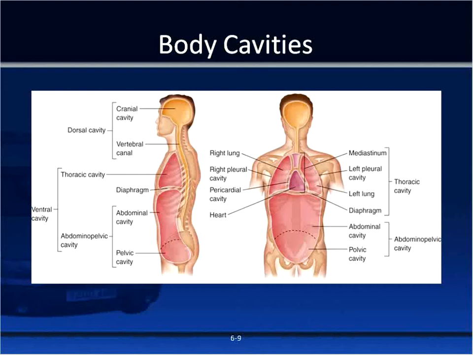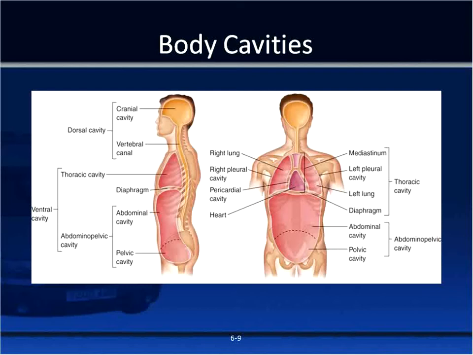The thoracic cavity, which is your chest, is located below the neck and above the diaphragm. It's protected by the rib cage. The thoracic cavity contains the heart, the major blood vessels, and the lungs. The lungs are surrounded by the pleural cavities. The right lung is located in the right pleural cavity, and the left lung is located in the left pleural cavity.